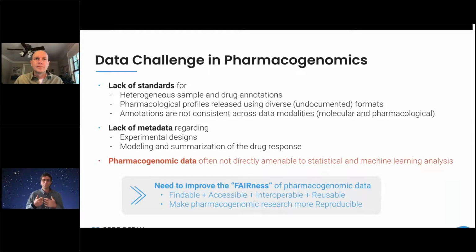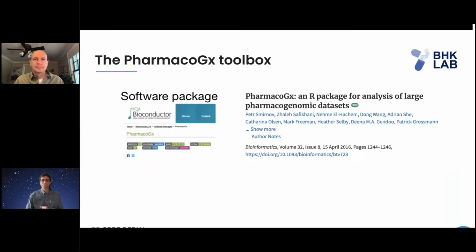So really what we need to do now is to improve the fairness of those pharmacogenomics data. How do we make them easier to find, access, more interpretable because we use standards, more reusable? And maybe something also very important that's often overlooked is how do we make this whole process more reproducible so that people can easily scrutinize, improve, and reuse in the future.